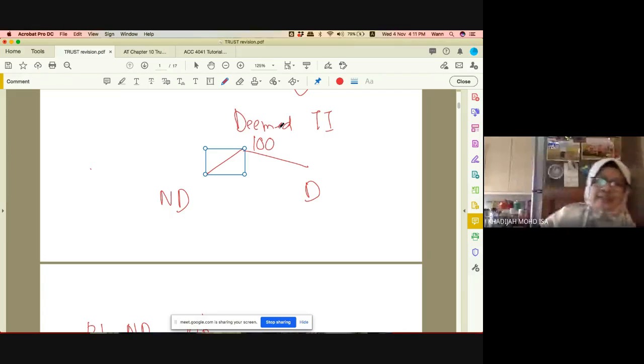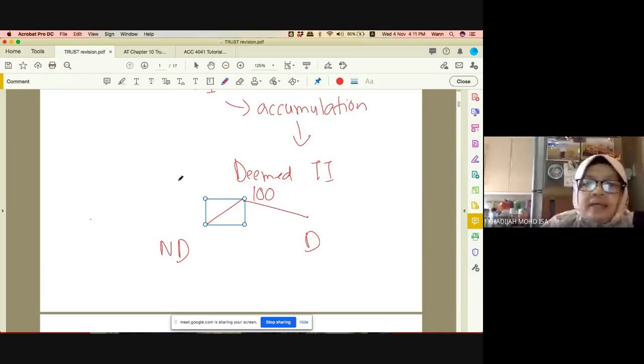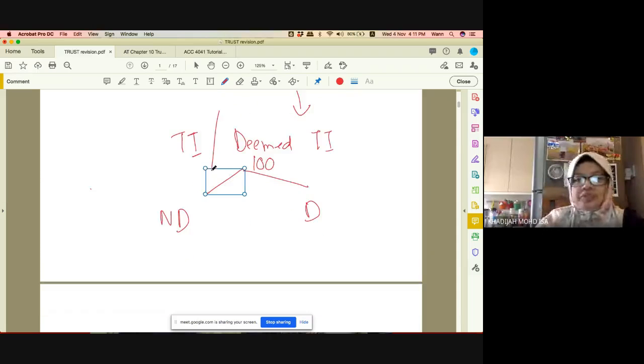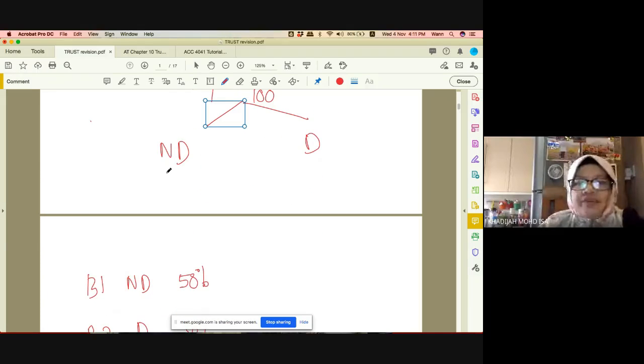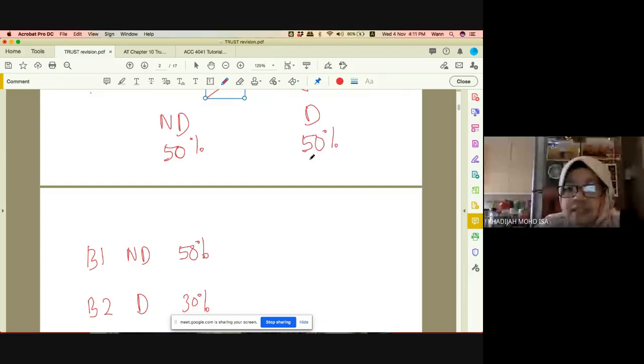Okay, this one is very important because normally students miss this point. So assuming that whether it's a total income or a deemed total income, you have to decide how much is the portion for non-discretionary and discretionary portion. So for example here, you have 50. Why 50? Because you can see here 50% is the non-discretionary portion and the balance 50% is the discretionary portion. But the discretionary portion later you're going to divide between beneficiary 2 and beneficiary 3.